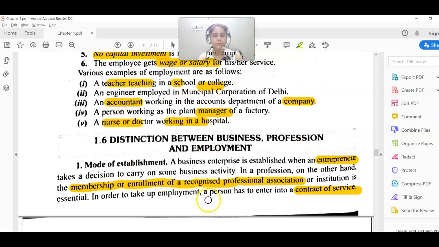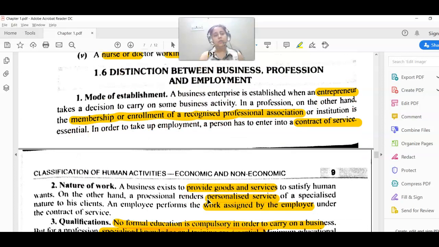Okay, what is the difference between business, profession and employment? Very important again. Mode of establishment. Who establishes this? An entrepreneur establishes the business. Membership or enrollment of a recognized professional association is important for a professional, and in employment, there has to be an agreement between employer and employee, and a relationship between an employer and an employee.